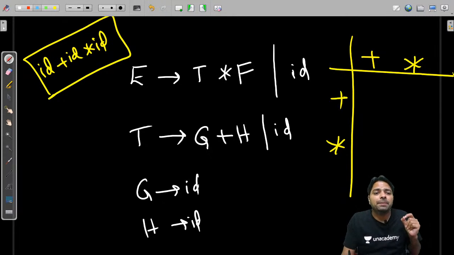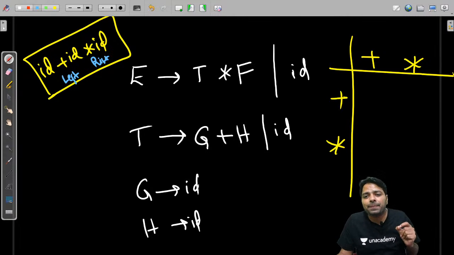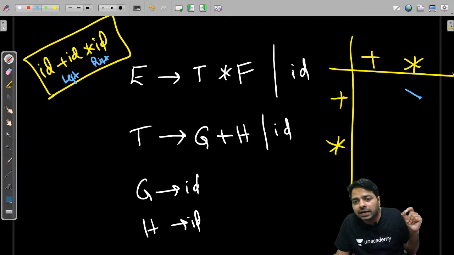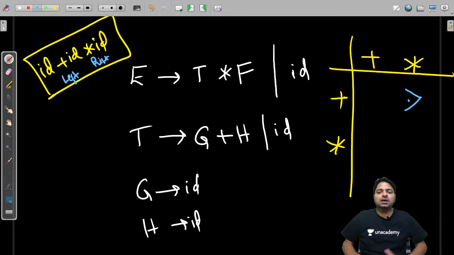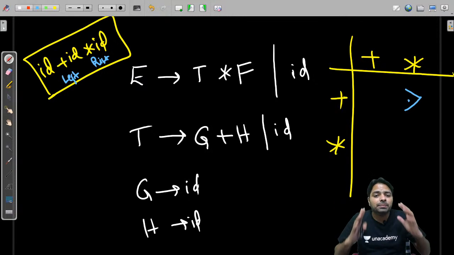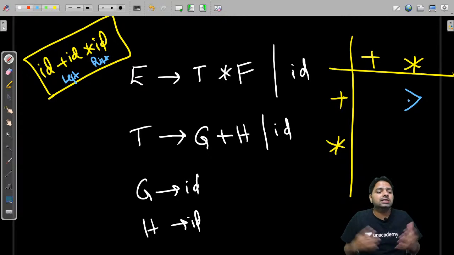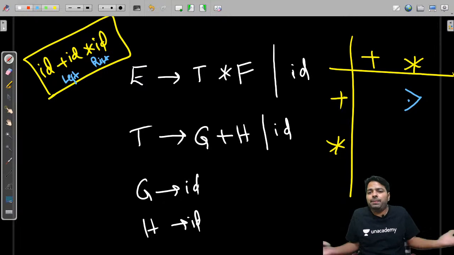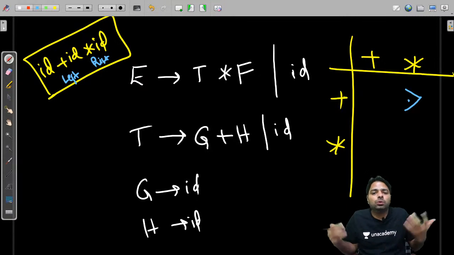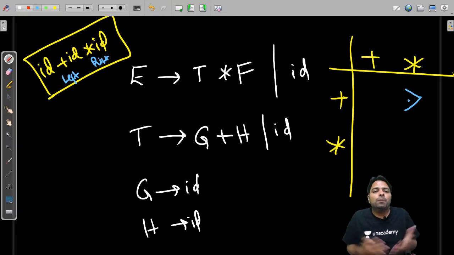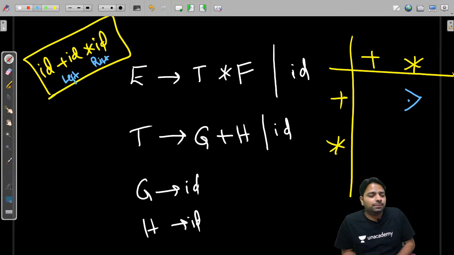Is that clear? It means plus must come on the left, star must come on the right, so this is plus and star, and plus is greater than star, that is all. After star, plus will never come, after plus, plus will never come, after star, star will never come. This is what the grammar is, and the remaining entries you can't fill because they don't have a relation. You can never write plus plus, you can never write star star, and that is the problem.